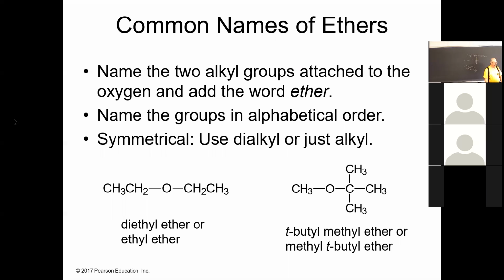Okay, I've alluded a little bit to the common names. We name the two alkyl groups or aryl groups attached to the oxygen, and add the word ether. We typically name the groups in alphabetical order. And for symmetric ethers, we use dialkyl or just alkyl. This gets kind of confusing because diethyl ether is actually the same thing as ethyl ether.